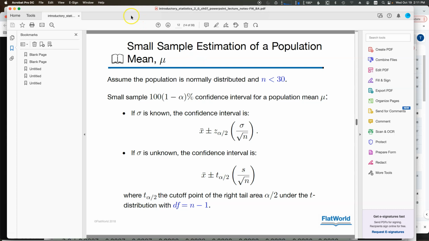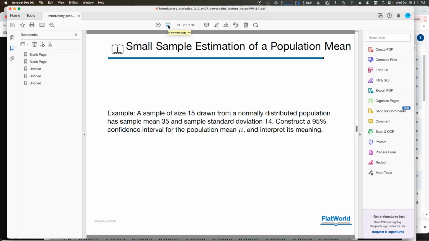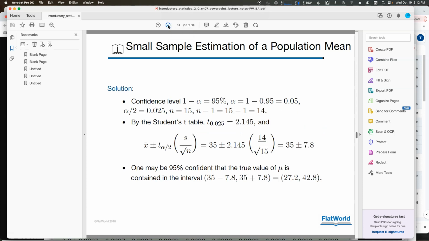So let's look at this example here to kind of make sense of this. Again, we're using our t distribution when our sample size is a little bit smaller. Here we have a sample size of only 15 that's drawn from a normally distributed population. We have a sample standard deviation of 14 and a sample mean of 35. We want to construct a 95% confidence interval for the population mean. Okay, so let's look at how we would solve that. If we want a 95% confidence interval, we know that we're going to have 2.5% on each side, on the left tail and on the right tail.